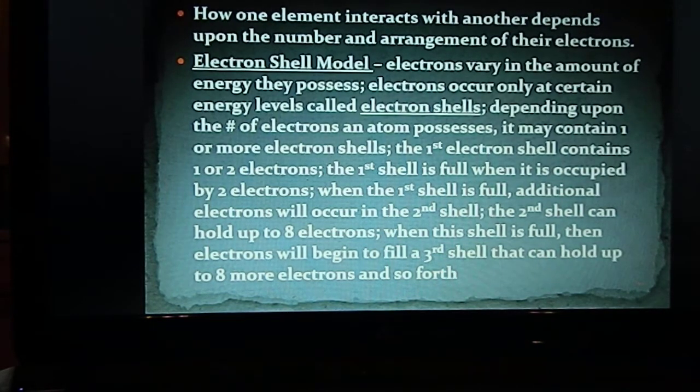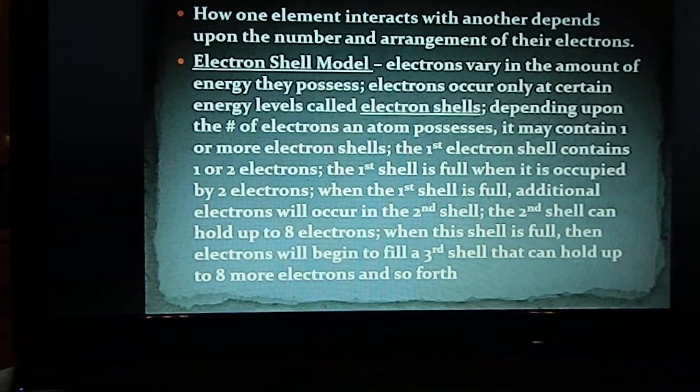All right, so we're going to use the electron shell model. Electrons vary in the amount of energy that they possess. Electrons occur in certain energy levels. Okay, we're going to call those electron shells. Depending upon the number of electrons an atom possesses, it may contain one or more electron shells. The first shell or energy level can hold up to 2 electrons. That's once it's filled, it can't have any more electrons.